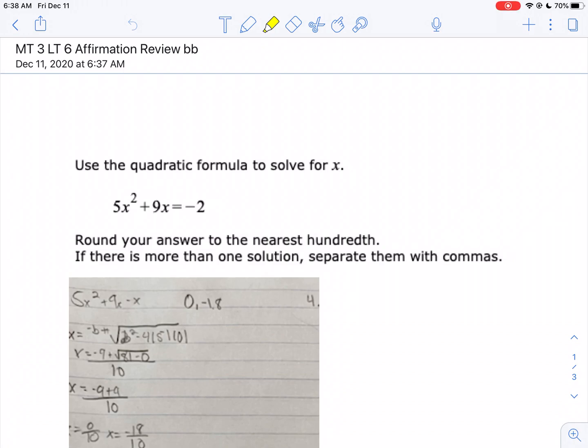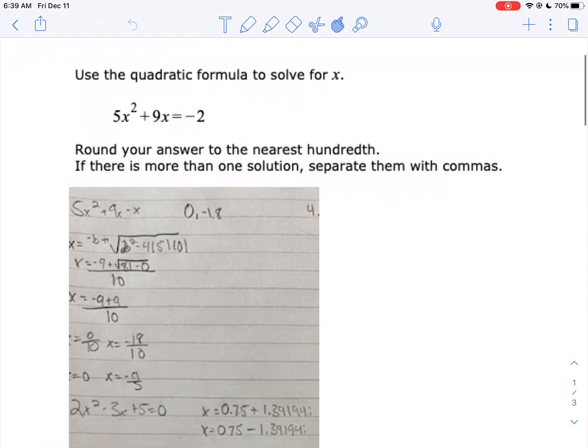Hey, let's take a look at your MT3 LT6 affirmation. If we take a look at the first question here, I don't know what you did to get this negative x. That confuses me. If we have a quadratic equation, in order to use the quadratic formula, or to factor it, or to graph it, it has to equal 0.